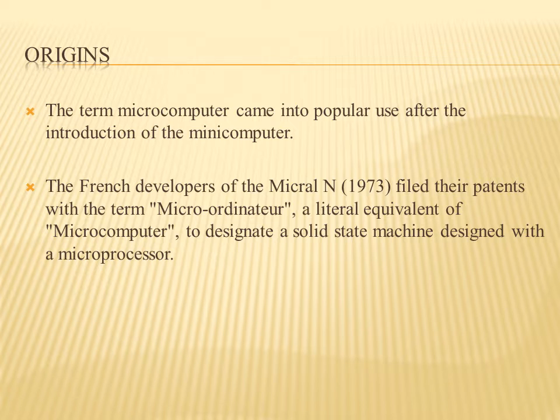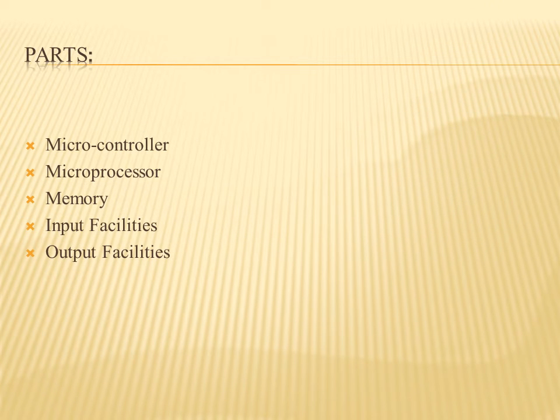Origins: the term microcomputer came into popular use after the introduction of the minicomputer. The French developer of the micro in 1973 filed their patents with the term micro. Ordinateur is the literal equivalent of microcomputer, designating a solid-state machine designed with a microprocessor. Parts of microcomputers: microcontroller, microprocessor, memory, input facilities, and output facilities.